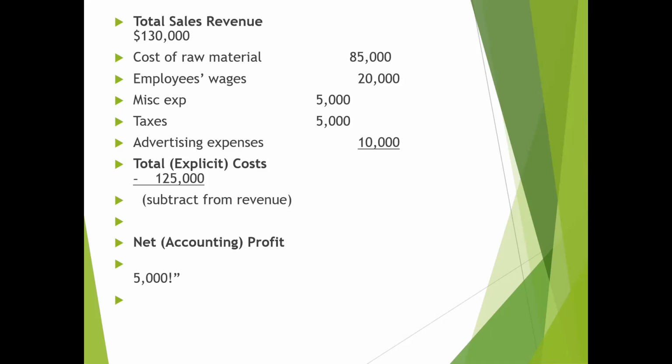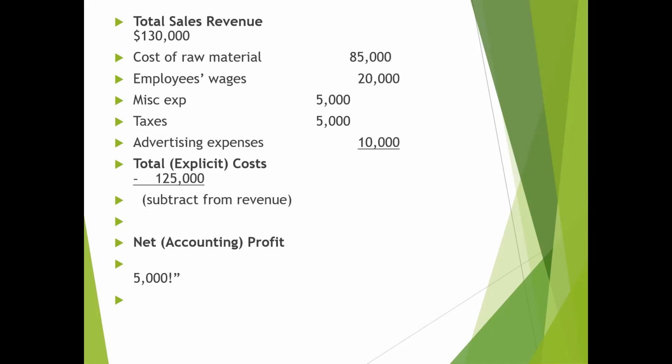Just observe it. Okay. Now, total sales revenue was $130,000. Now, cost of raw material is 85,000. Employee wages is 20,000. Miscellaneous expenses is 5,000. Taxes is 5,000. Advertising expenses is 10,000. So, total explicit cost is 1,25,000. It is deducted from 1,30,000. So, how much do you get? You get 5,000. So, net accounting profit is 5,000. That is 1,30,000 minus 1,25,000.